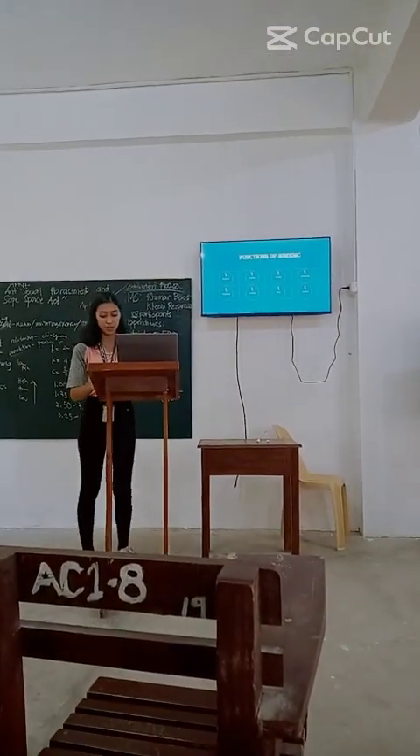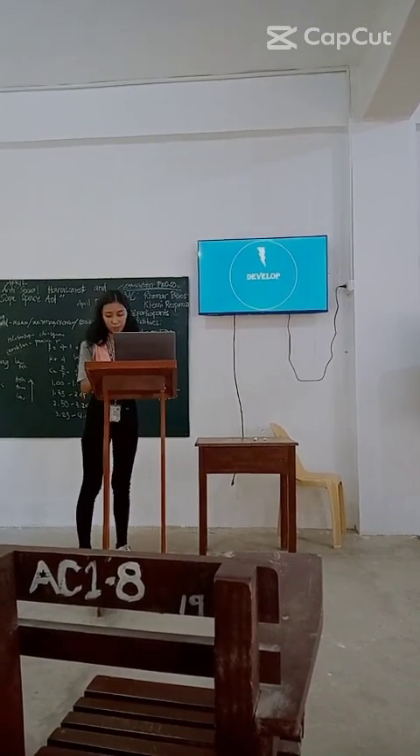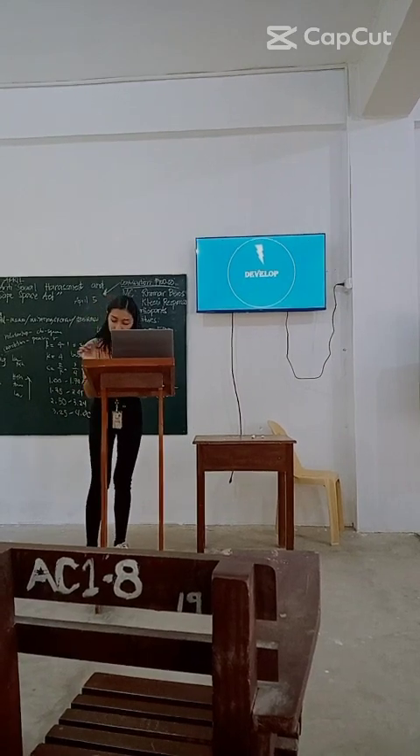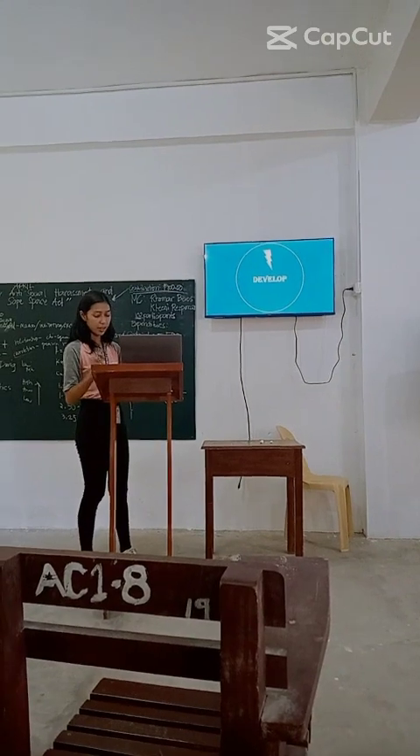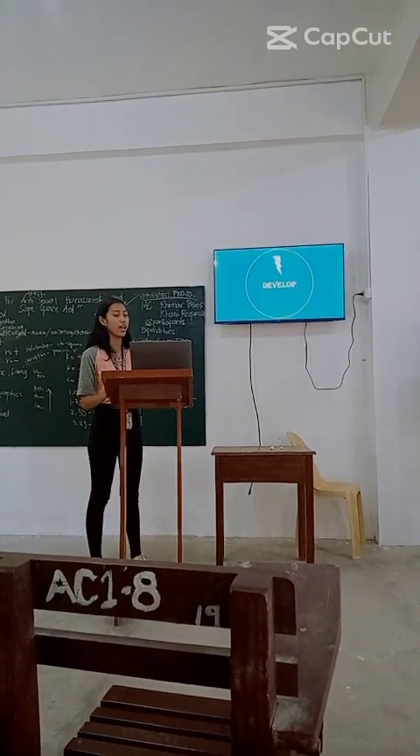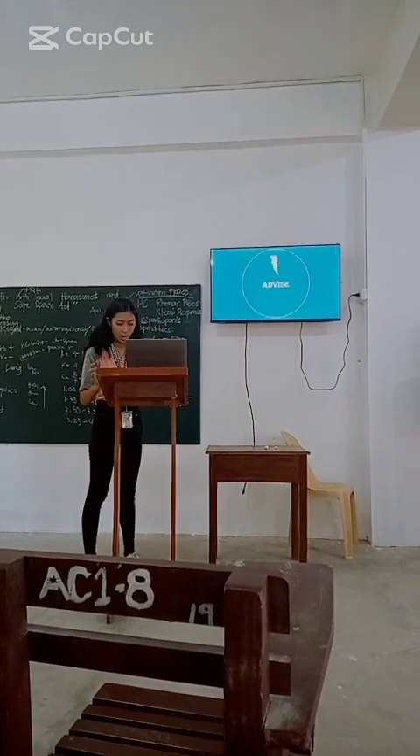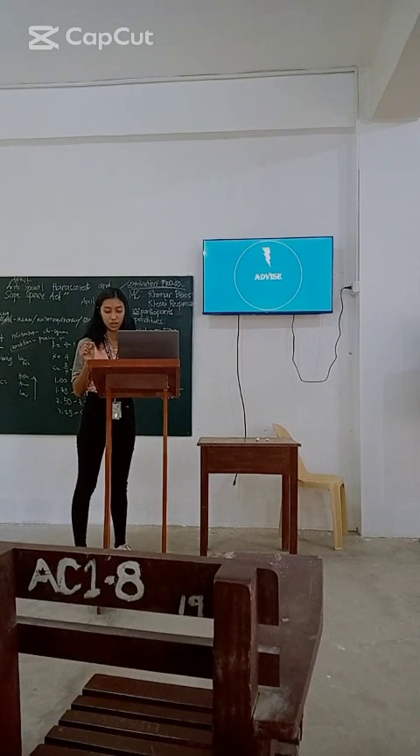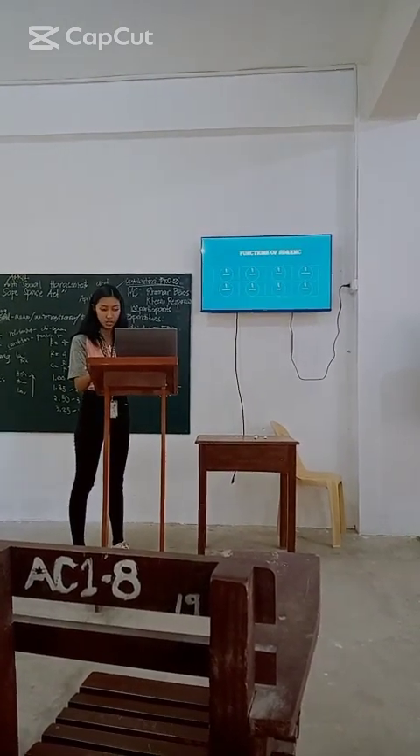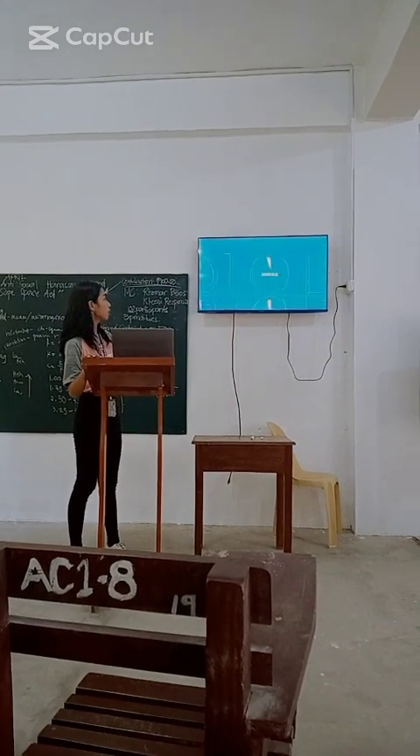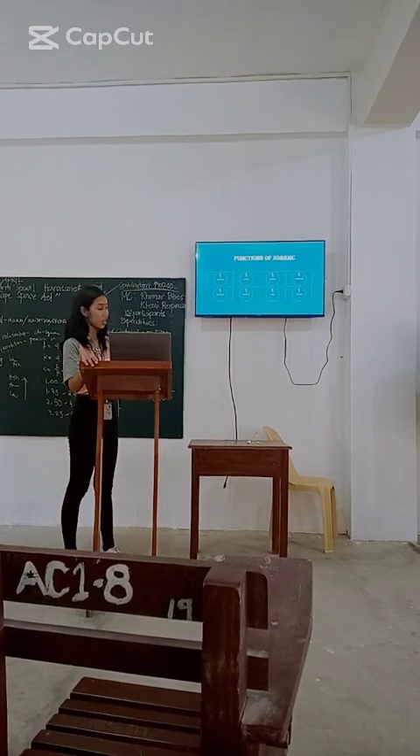So next, the functions of NDRRMC. So first is to develop the NDRRM framework and development plan. Next is to advise the President on the status of NDRRM in the country. Next is to ensure multiple stakeholder participation, and establish national early warning and alert system.